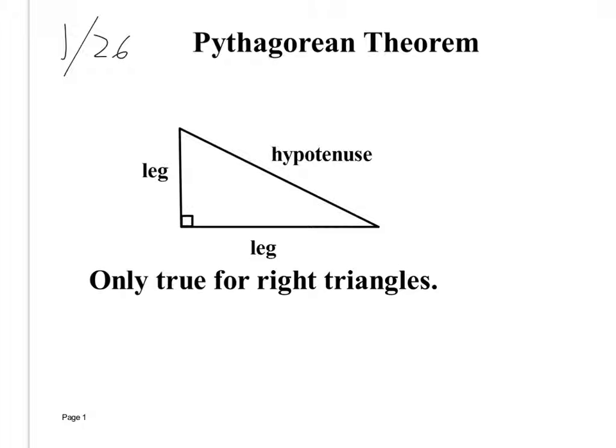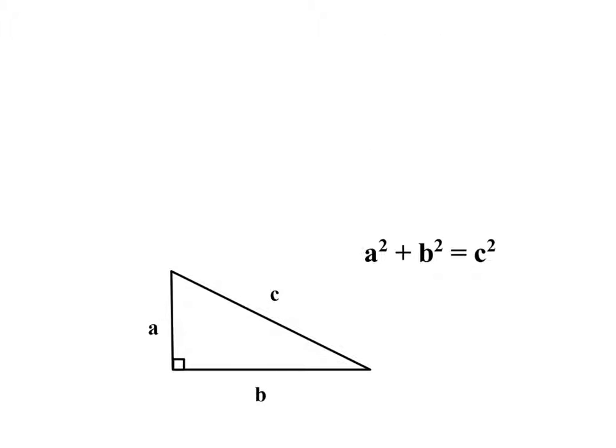And again, one thing I want to point out, the Pythagorean theorem only works for right triangles. It doesn't work on obtuse or acute. Only right triangles. So write this down.